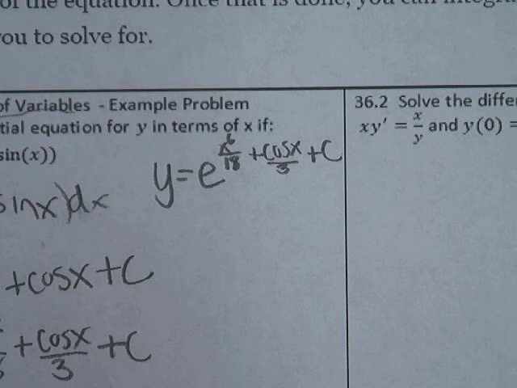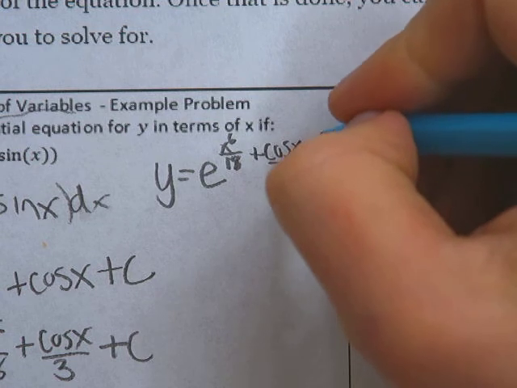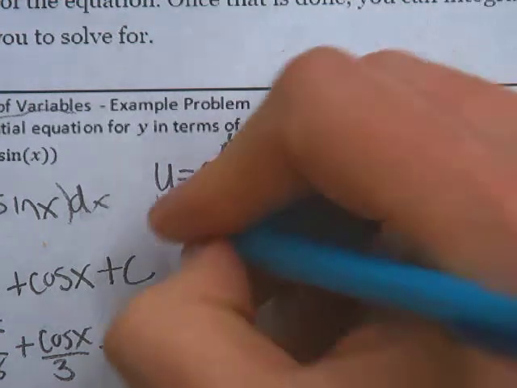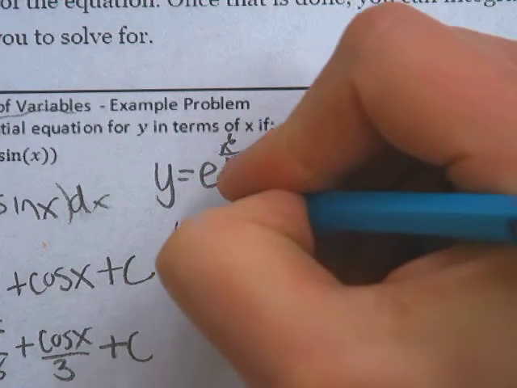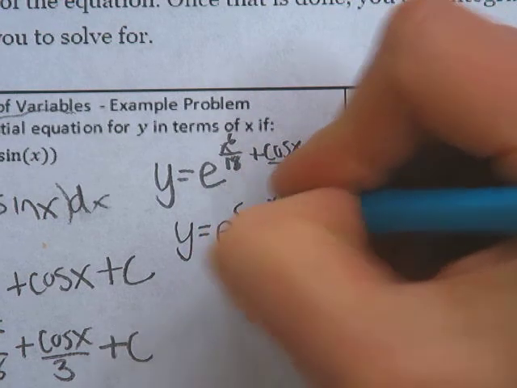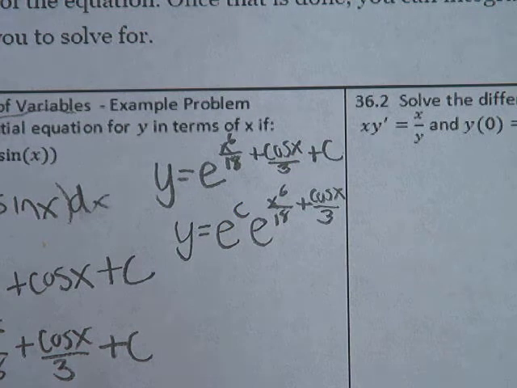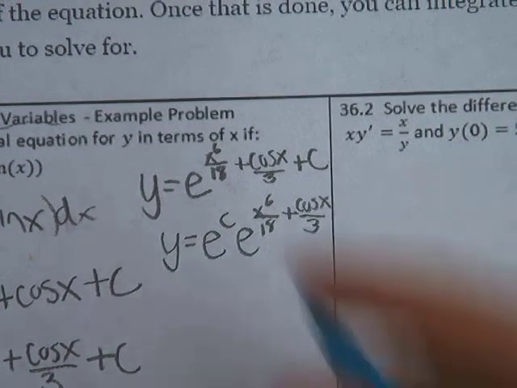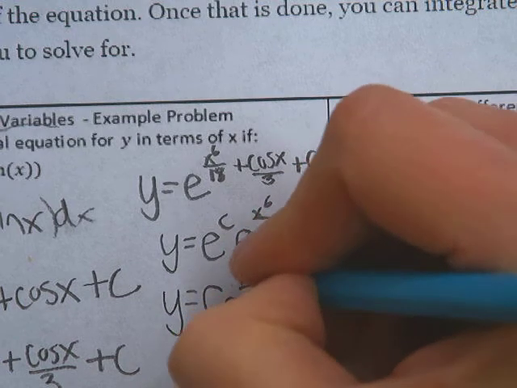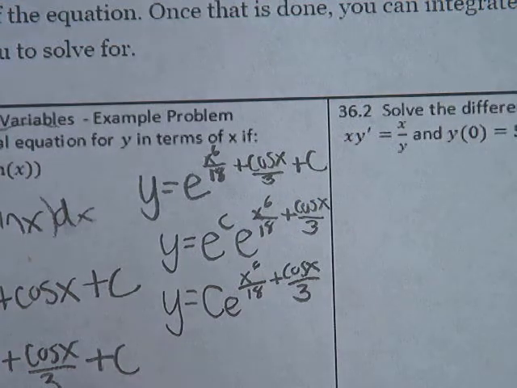because I actually have to deal with the c. And the way we pull out c's is anything added up here I can rewrite as e to the c multiplied out in front. So like this, y equals e to the c times e to the stuff with variables in it, e to the x to the 6th over 18 plus cosine of x over 3. And this is just a new constant, so I just rewrite it with a new constant, y equals c e to the x to the 6th over 18 plus cosine of x over 3. And that would be a good way to leave our final answer right there.